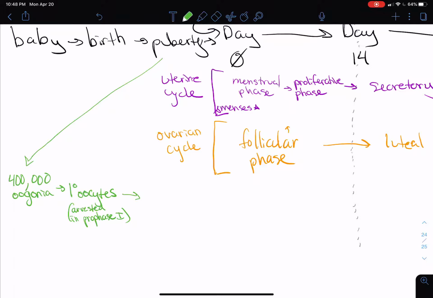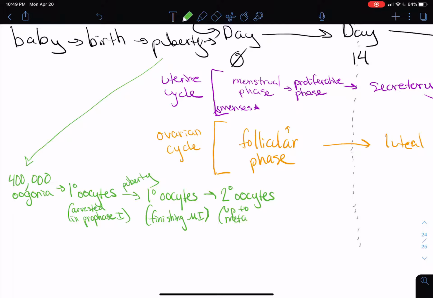And then we wait until puberty to finish meiosis 1. So we have those primary oocytes finishing meiosis 1. I'm just going to abbreviate M1 here. And then those primary oocytes become secondary oocytes, going up to metaphase 2. I'm not finishing, so let's put up to metaphase 2. And we have polar bodies here, so and polar body.